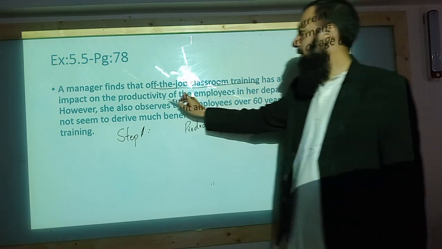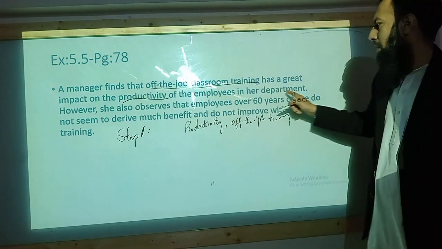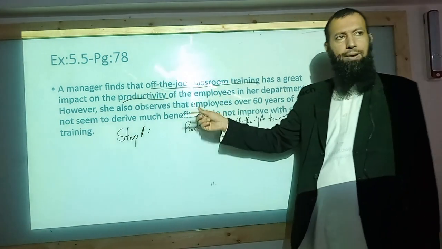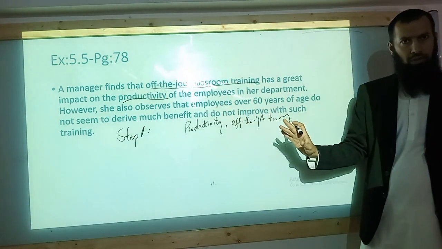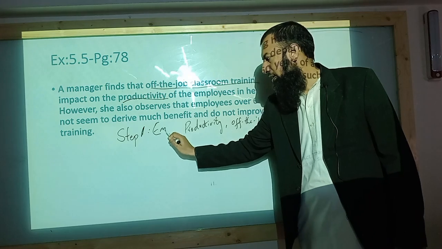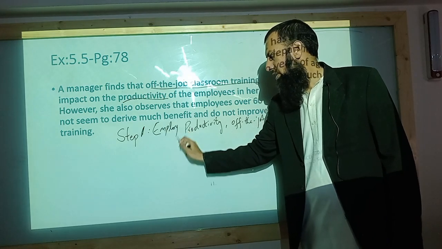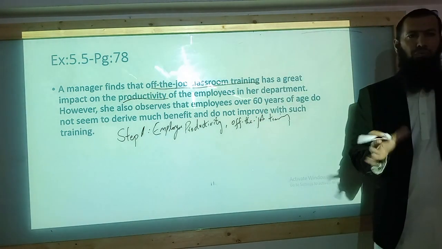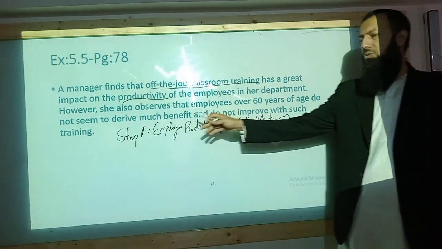So productivity of the employees. If you take productivity of the employees, it is also correct. You can take employee productivity instead. Okay? It makes a lot of sense, because we do not use the word "of" like this. We use employee productivity.